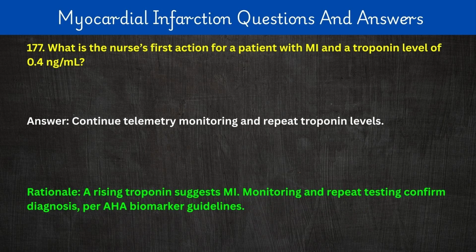177. What is the nurse's first action for a patient with MI and a troponin level of 0.4 nanograms per milliliter? Answer: continue telemetry monitoring and repeat troponin levels. Rationale: a rising troponin suggests MI. Monitoring and repeat testing confirm diagnosis per AHA biomarker guidelines.